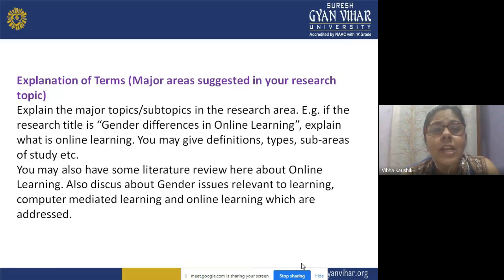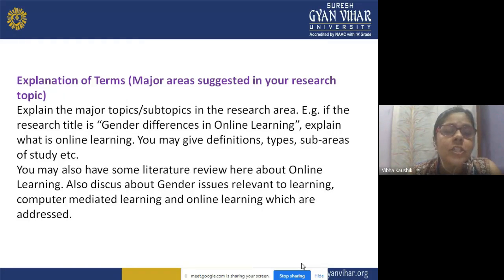If I am doing my research on pronunciation problems in the English language, then first I have to define what I mean by pronunciation problems, and what I mean by English language. This means the major terms which you are using in your title should be clearly stated here. Now explain the major topics and subtopics in the research areas.